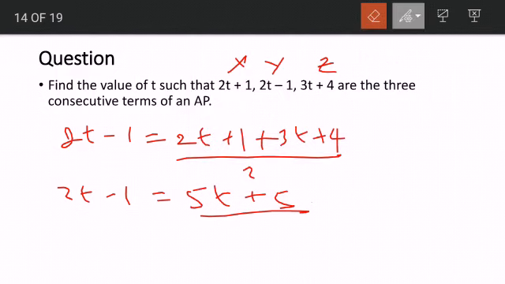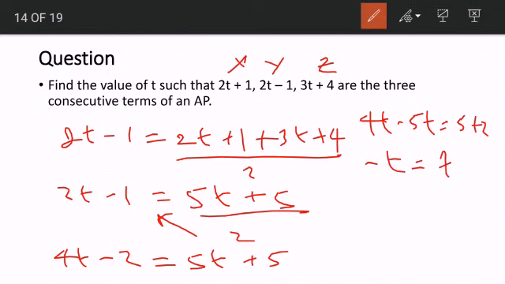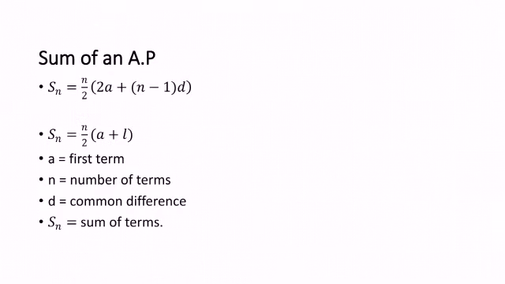all over 2. If we cross multiply 2 this way, we are going to have 4t minus 2 equal to 5t plus 5. So if we make t the subject of the formula, we are going to get 4t minus 5t is equal to 5 plus 2. So minus t now is equal to 7, so that means my t is equal to minus 7. That makes a lot of sense.